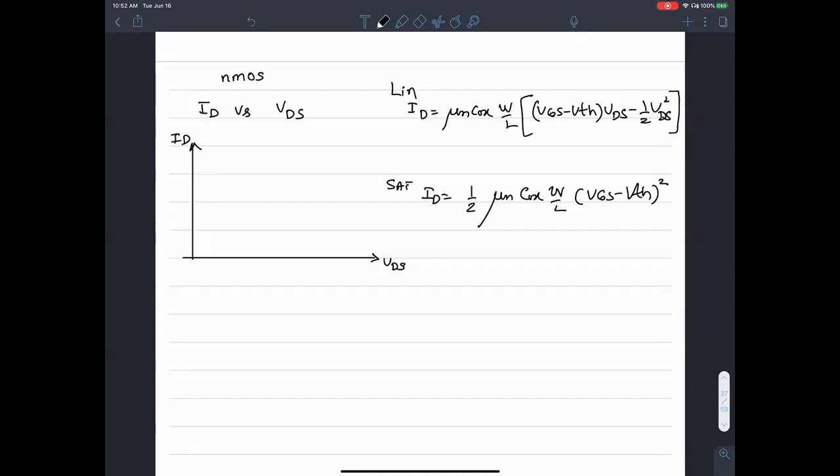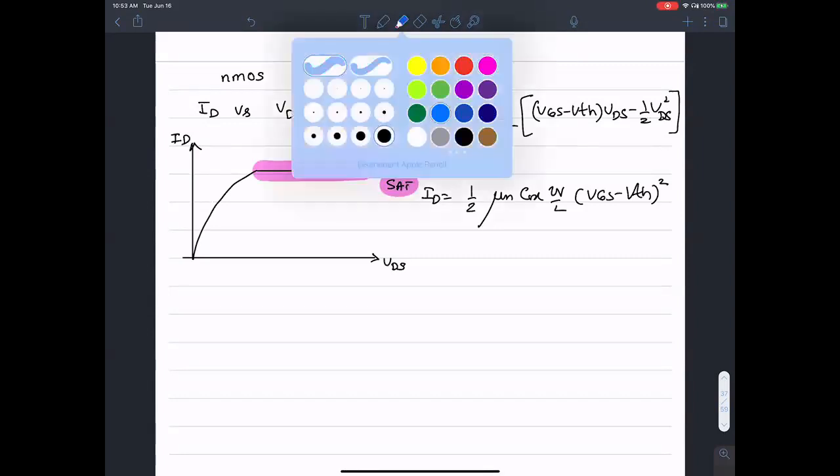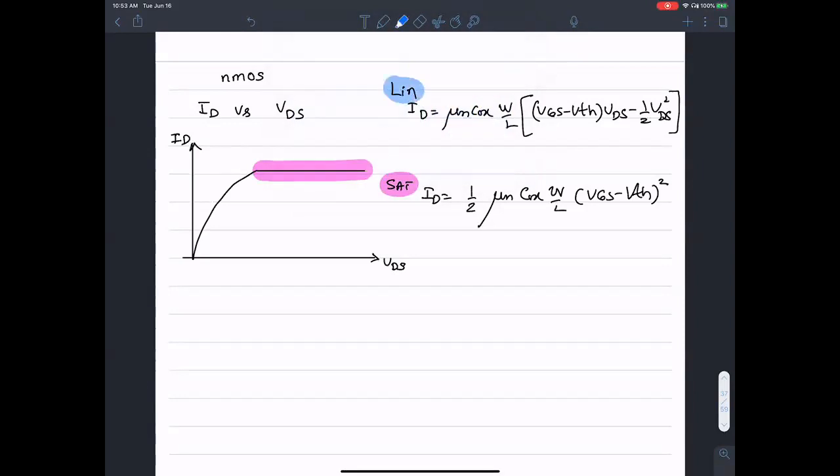Okay, if we are to plot ID versus VDS, we saw that there is a square law dependence in the linear region, and then there is a constant current. So this is the saturation, and this is the linear. In the saturation region, there is no VD term in the current equation, and that's the reason why it's constant.